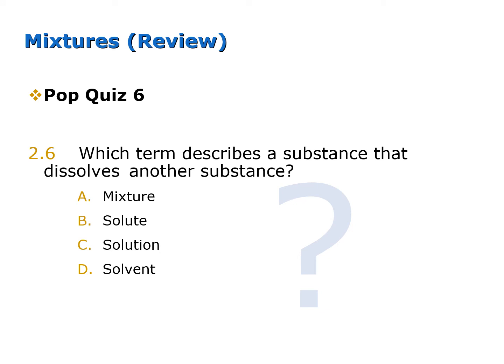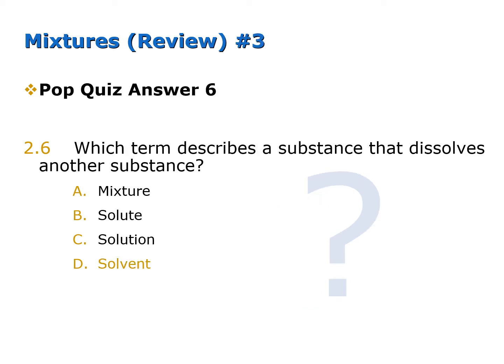Question number 6. Which term describes a substance that dissolves another substance? The options are A, mixture, B, solute, C, solution, or D, solvent. The substance that dissolves another substance is called a solvent. Probably if you have ever remodeled your home or tried to remodel a piece of furniture, you know that you are using a solvent to clean the paint before, while the substance that will be dissolved into another substance is called a solute. Solutions and mixtures are a combination of a solute and solvent.